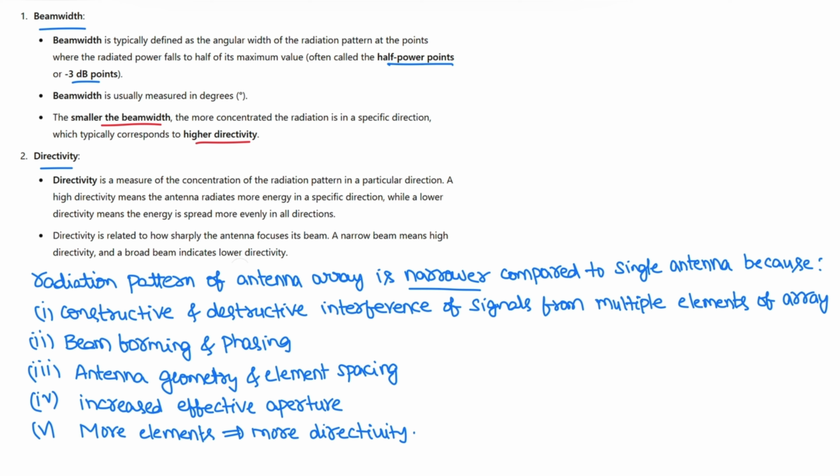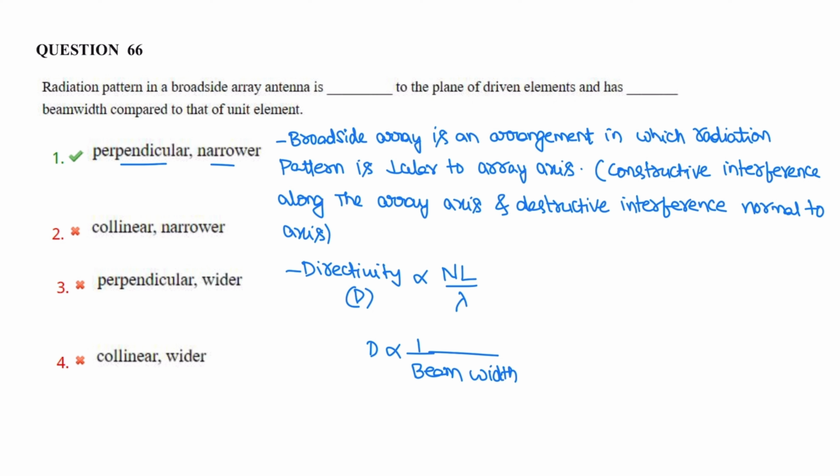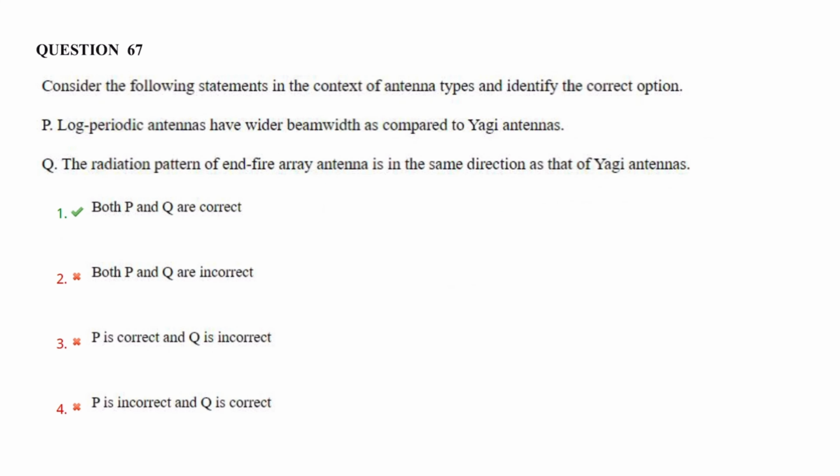Next, so directivity is simply how sharply the antenna focuses its beam. Narrower the beam means high directivity and broad beam indicates lower directivity. So this beam width and directivity are inversely proportional to each other, and beam width is calculated at half power points, and beam width of array depends on number of elements and physical size of the array. Array has more number of elements, more directivity implies less beam width. Narrower will be the beam width. Next question. Question 67.